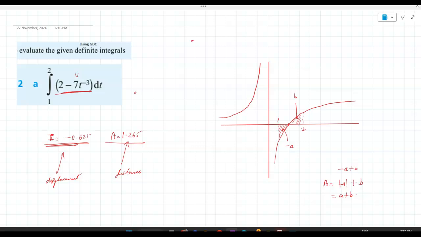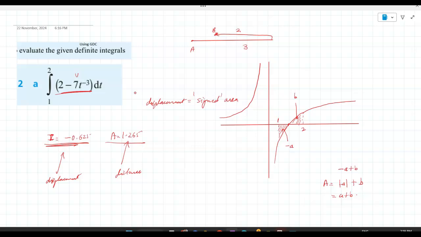Suppose a car starts from here, travels 3 meters, travels back 2 meters. What is the distance traveled? 5. What is the displacement? 1. So remember that displacement is your signed area. Signed means you take the sign of that area and put it.